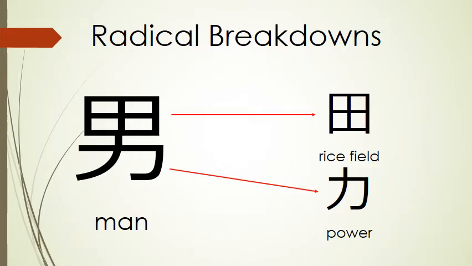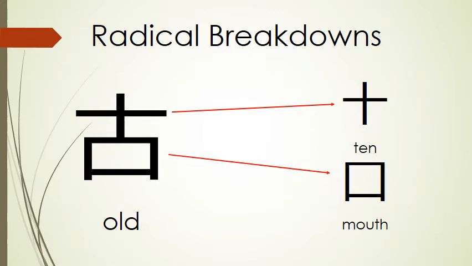Next, we have our kanji for man, and this is made up of two radicals, again, the radical for rice field and the radical for power. And next we have our kanji for old, and this is made up of two radicals, a radical for 10 and a radical for mouth.